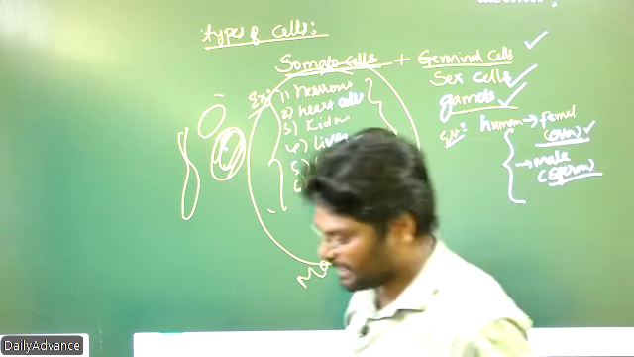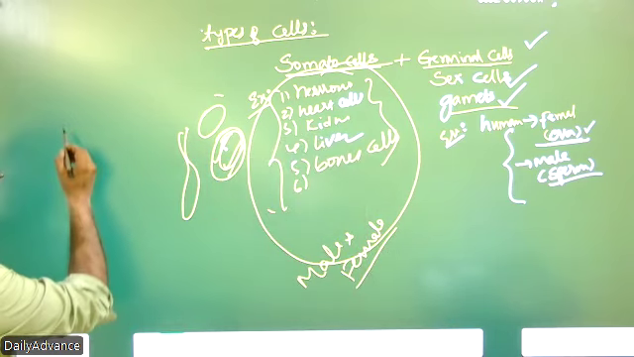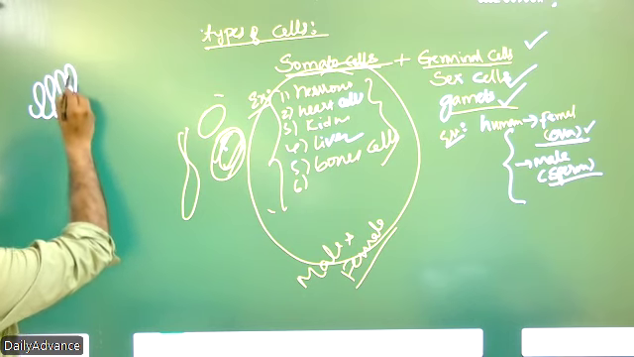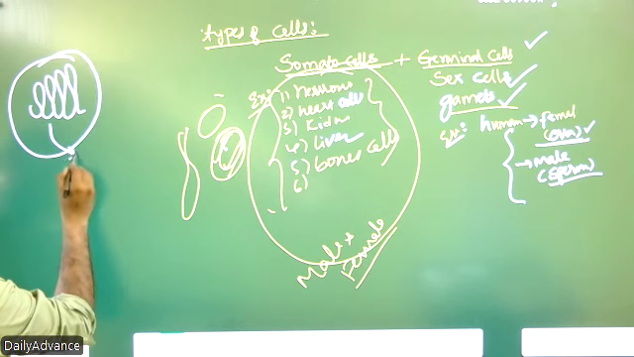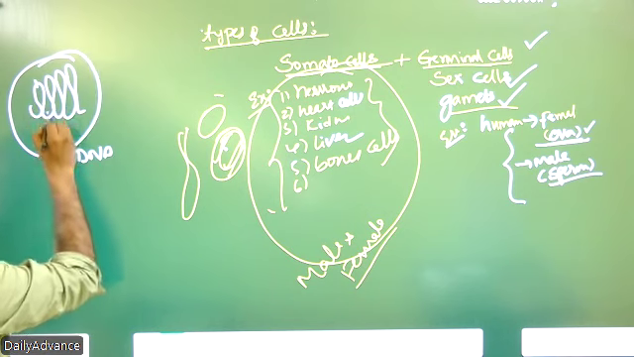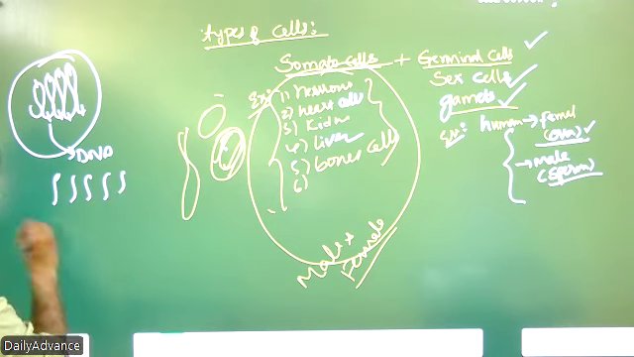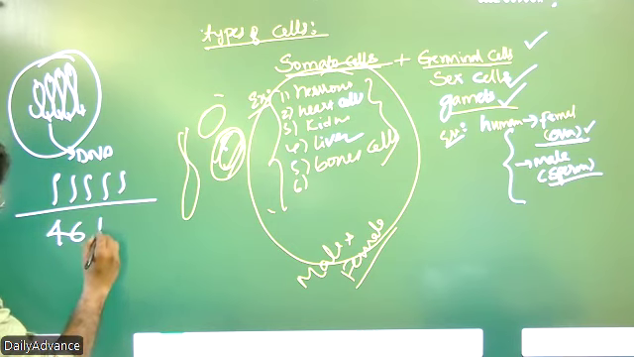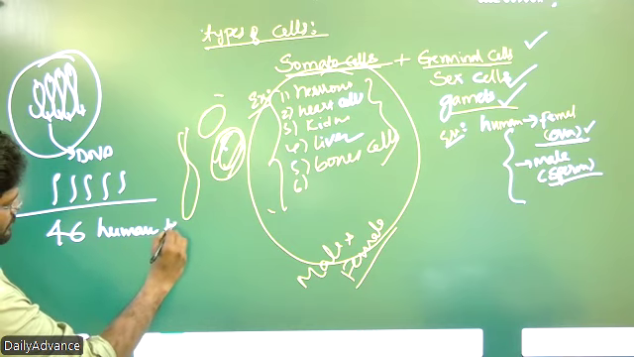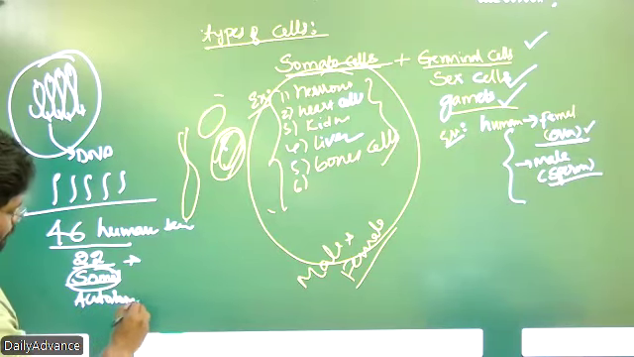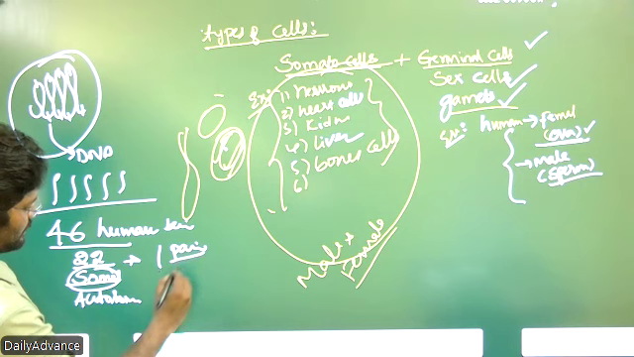Understand? So we have 46 chromosomes. Chromosomes are tightly coiled, condensed material; we call it DNA. When DNA breaks into smaller fragments, we call those fragments chromosomes. How many total chromosomes are there? 46 in human beings. Of these, 22 pairs are somatic chromosomes, which we call autosomes. And the last pair we call the sex chromosomes.